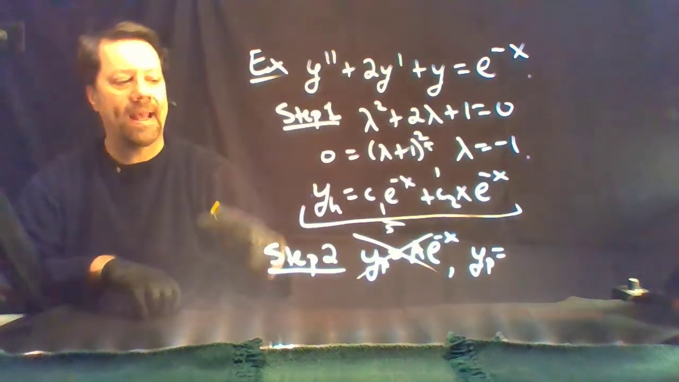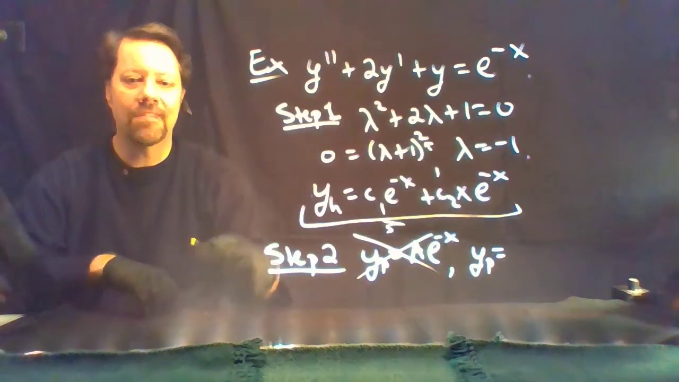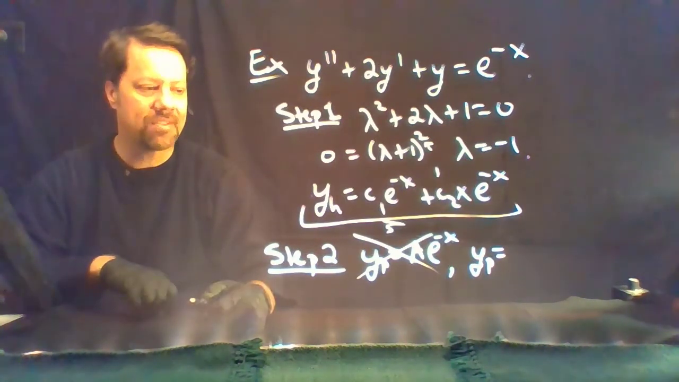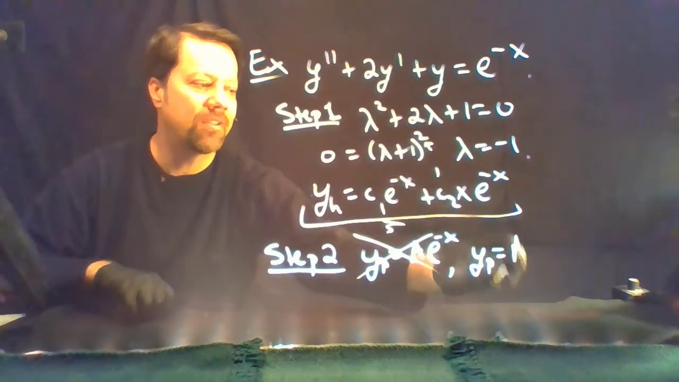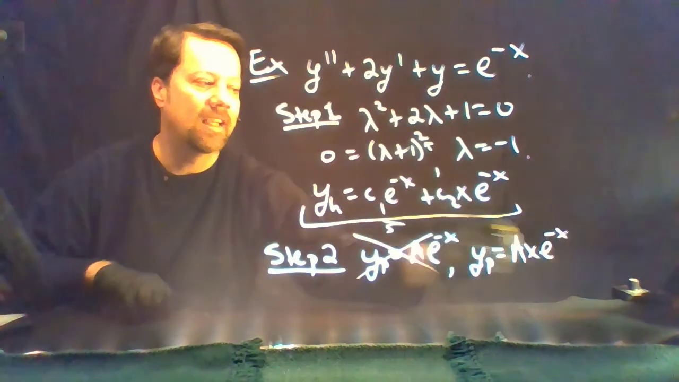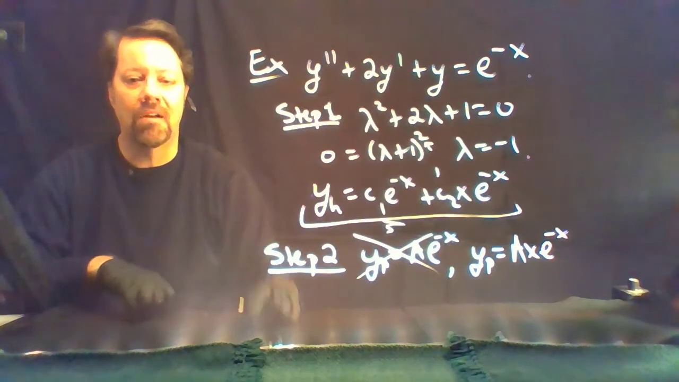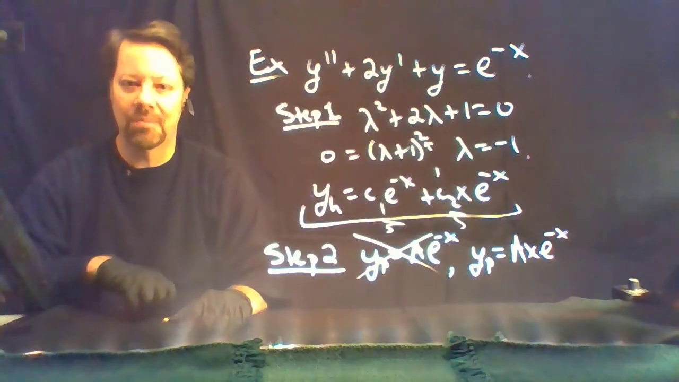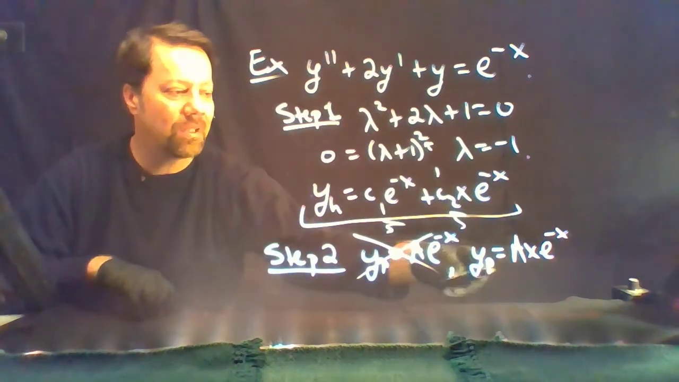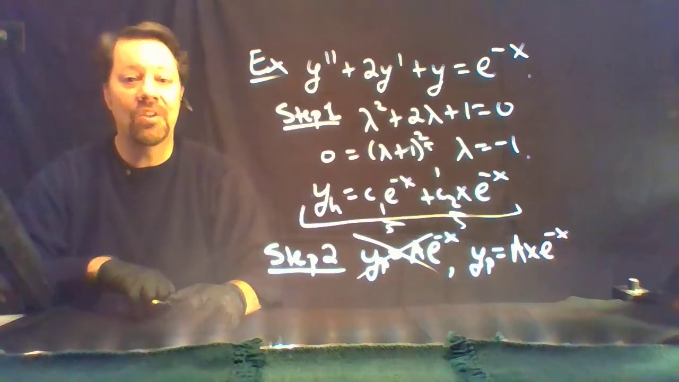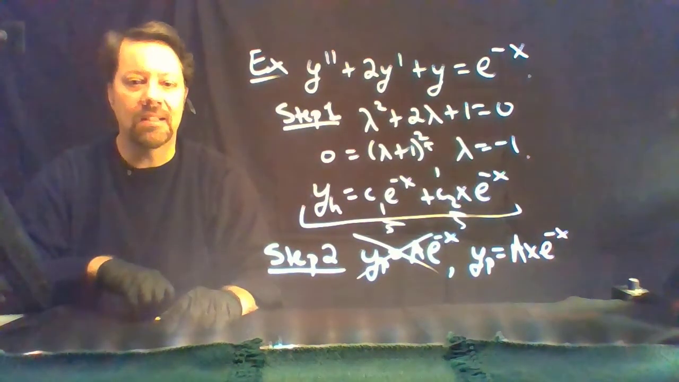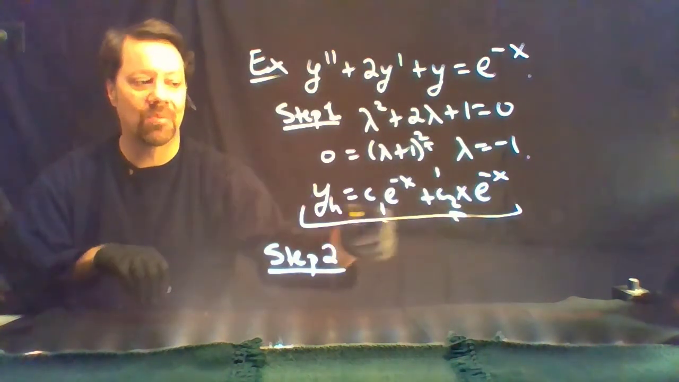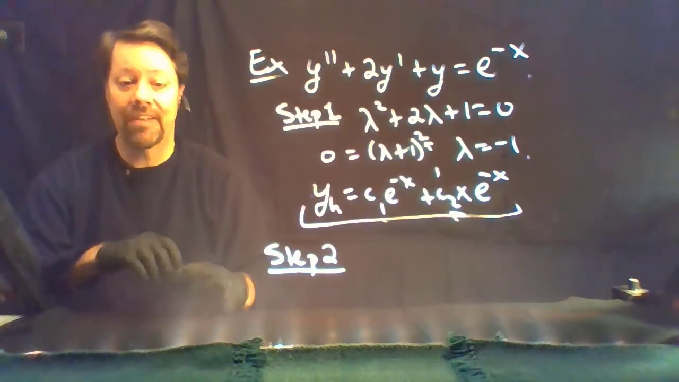Can you think of a way of finding something that involves e to the negative x that is linearly independent of e to the negative x? If you suggested that you write x e to the negative x, you're on the right track, but you're still off. And the reason you're off is that that's part of this second term in the homogeneous equation. If you plug this into the differential equation again, you will get 0, not e to the negative x. So multiplying by x doesn't work, and leaving it as just e to the negative x doesn't work.